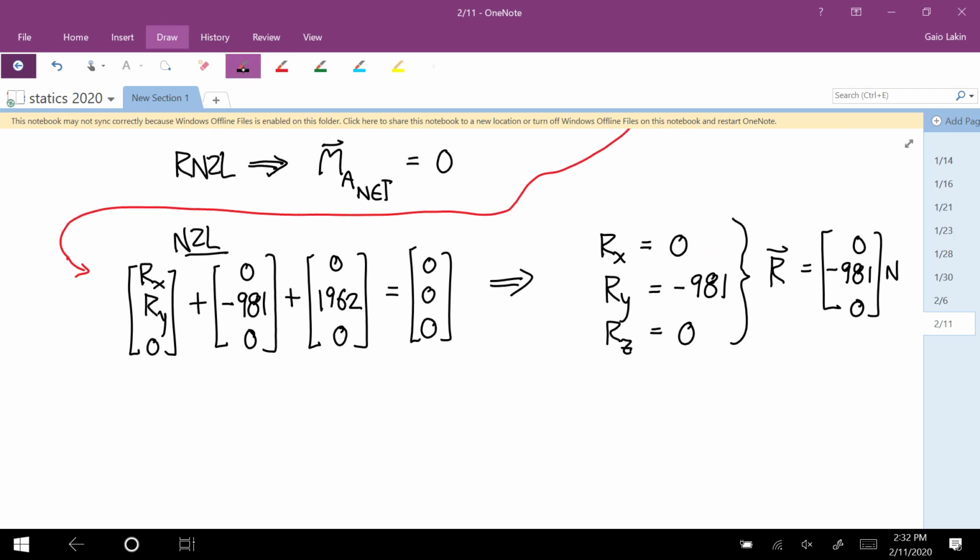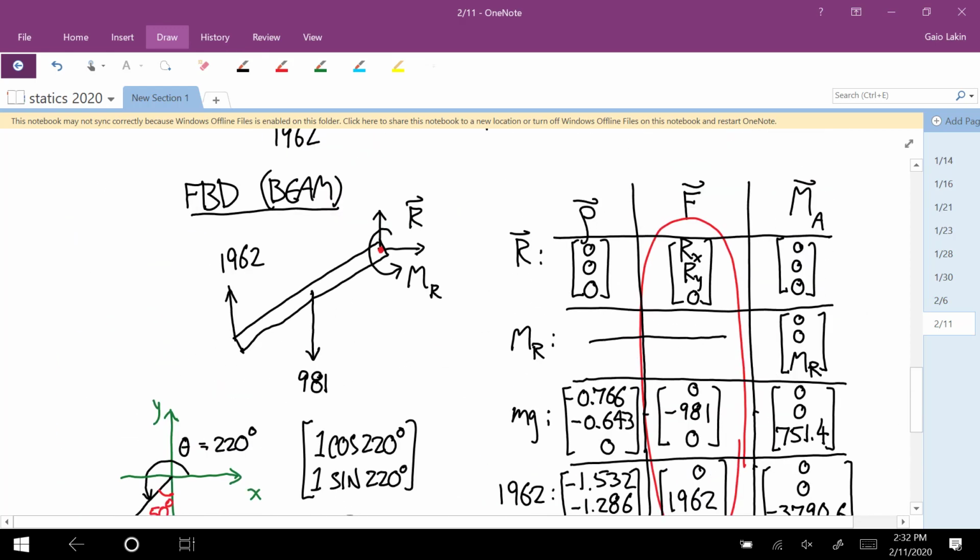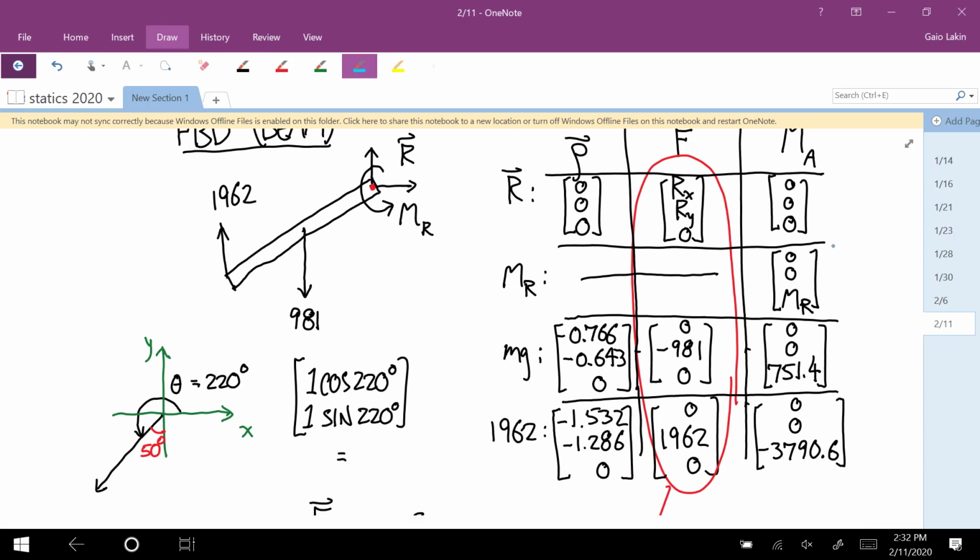Okay, so now we're going to use the moment equation. And so we're going to add these up.